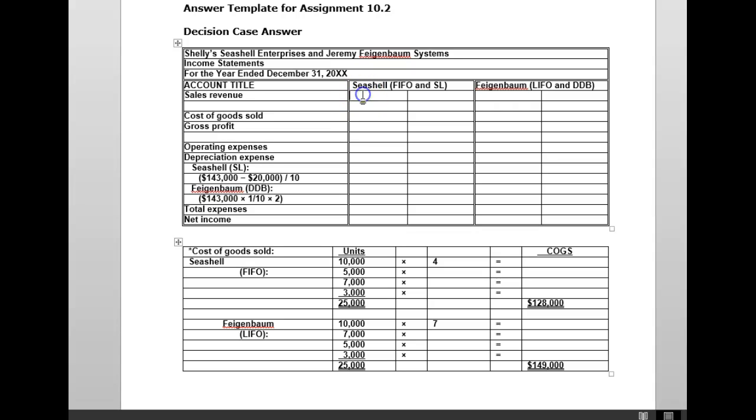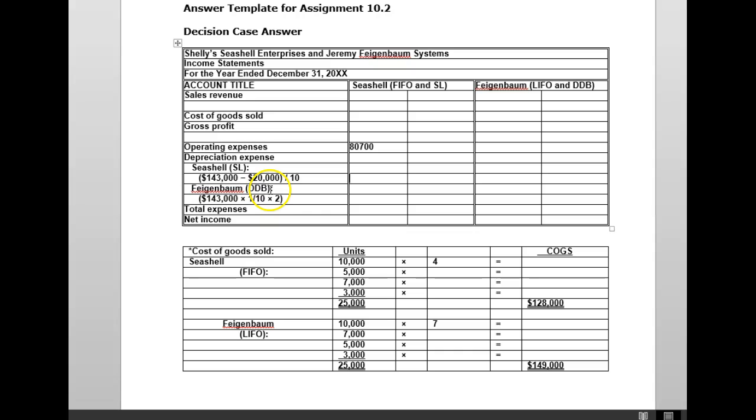They've already given you the sales revenue, so that's a plug here and here. You're going to find the gross profit. They've given the operating expenses at $80,700 for both of them. And now we come to the depreciation. This company uses straight line, and there's a residual value of $20,000. So that's really very easy. You take 143 minus 20,000 and divide it by 10 and come up with the depreciation expense.